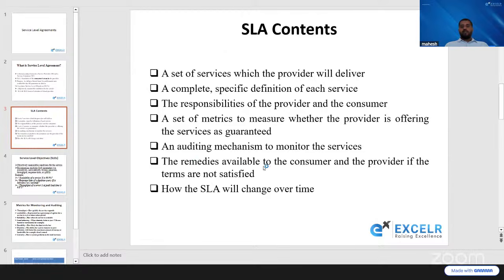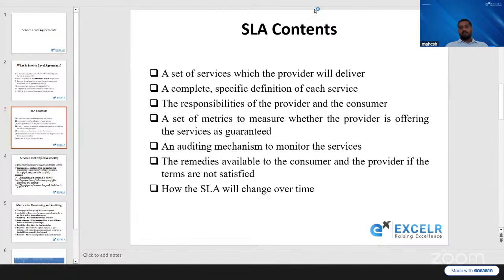The remedies available to the consumer and the provider if the terms are not satisfied. So we have some terms and conditions. If we are not meeting our terms and conditions as per the agreement between service provider and consumer, obviously we have to provide some kind of remedies. Don't expect that they will be providing you something different. Remedies means in the sense that they will be providing some kind of credits.